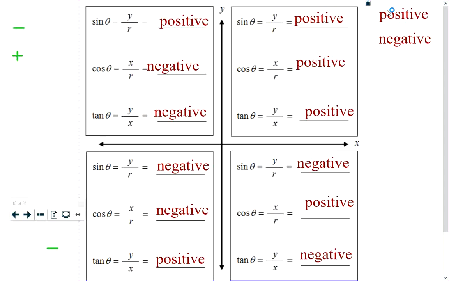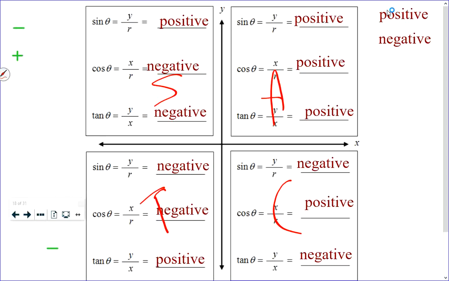CAST. How many of you use the CAST rule? Or add sugar to coffee. I like add sugar to coffee because then you start in quadrant 1. CAST is kind of not goofy, but weird because you don't start in quadrant 1, you start in quadrant 4. In reality, I don't like any of these rules. I just like knowing where x is positive and negative and where y is positive and negative. That's the way to go.